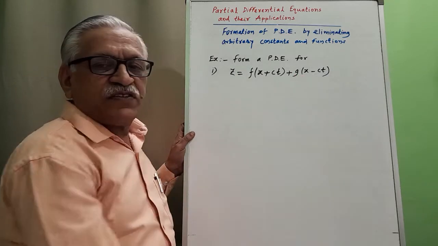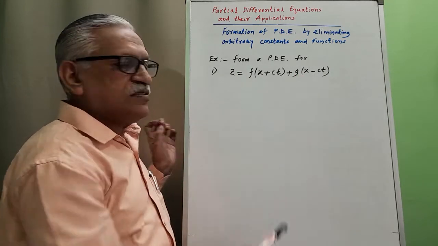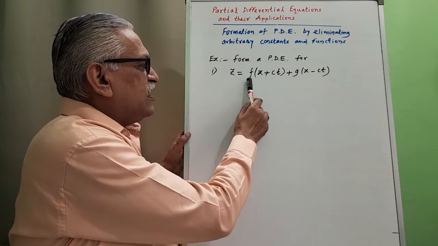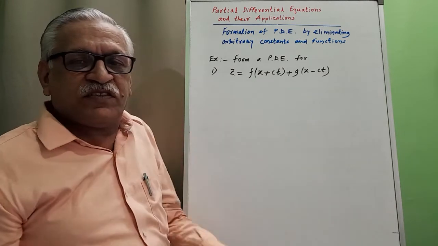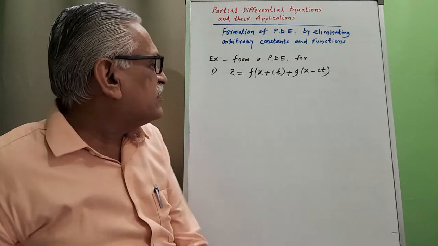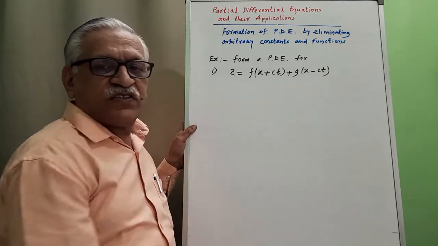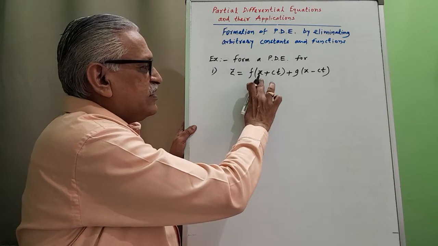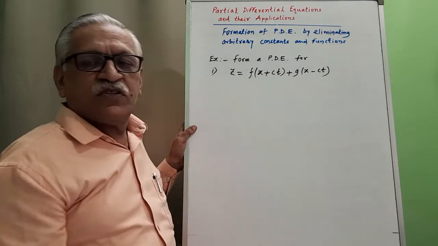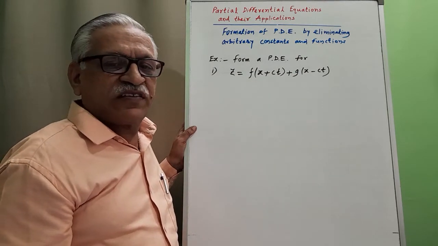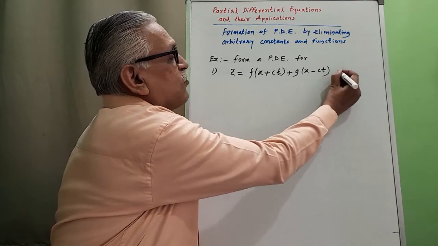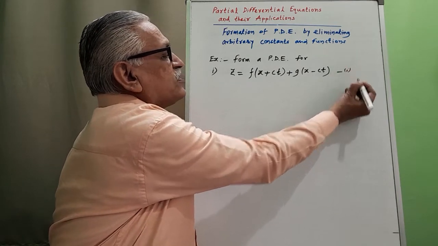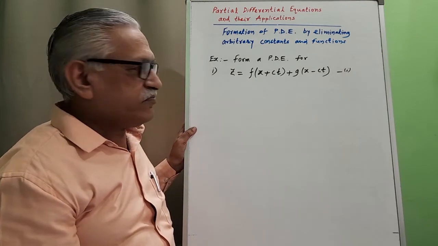Form a partial differential equation for z is equal to f of (x plus ct) plus g of (x minus ct). Here z is the sum of the two functions f and g, where f and g are functions of two independent variables x and t. c is a constant term. Therefore, to form a partial differential equation, we call this equation 1.